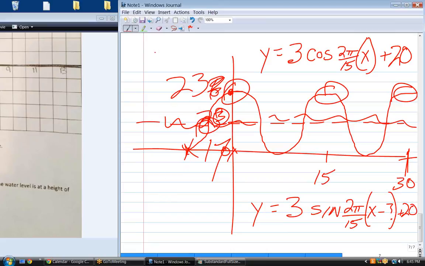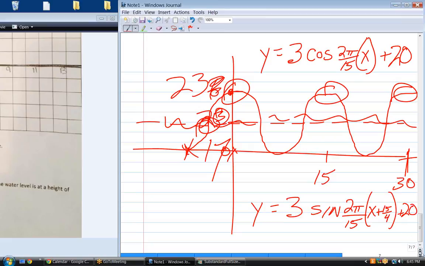So 15 divided by 4 is what this number is over here, and it's got to be to the left, not the right. So this has got to be plus 15 divided by 4. There's the way to write it as a sine function. Always know that the difference between a cosine and a sine is the sine is always 1/4 of a period moved to the left from cosine.